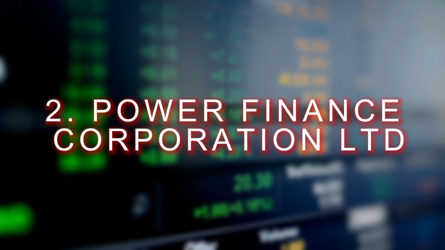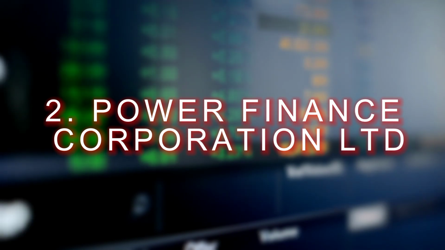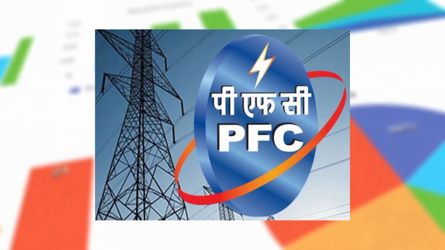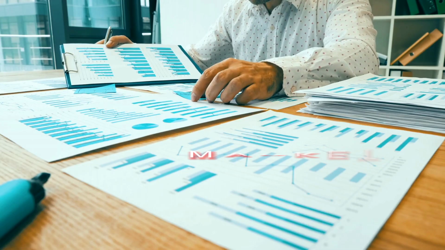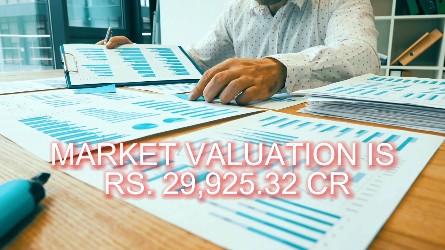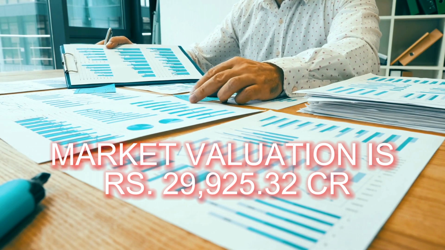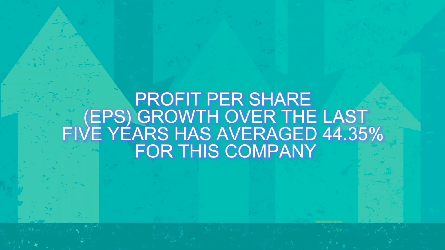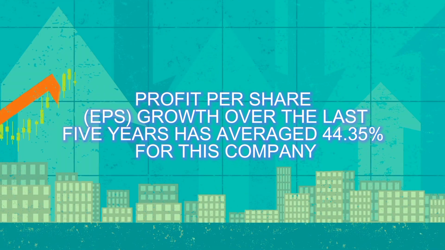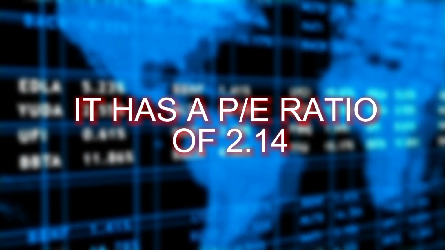Number 2. Power Finance Corporation Limited. Power Finance Corporation Limited is a non-bank financial service provider that gives money to other businesses. The company's market valuation is 29,925.32 crore rupees, and it was founded in 1986. Profit per share (EPS) growth over the last 5 years has averaged 44.35% for this company. It has a PE ratio of 2.14.